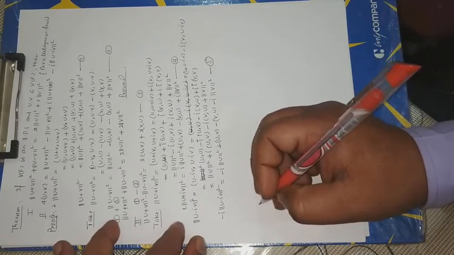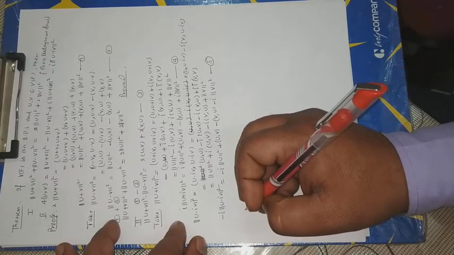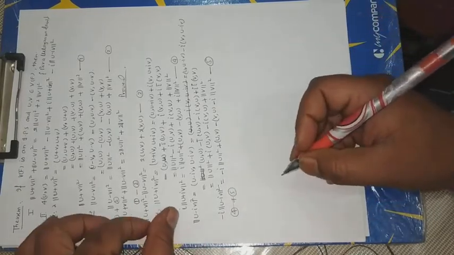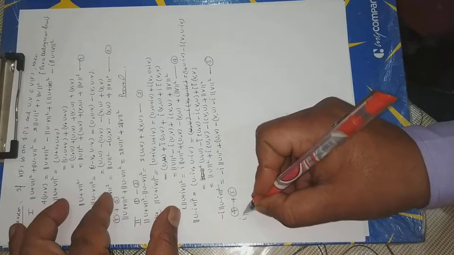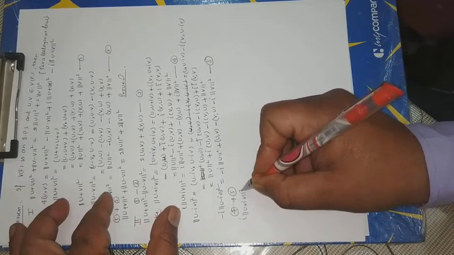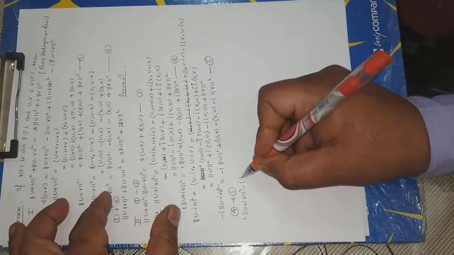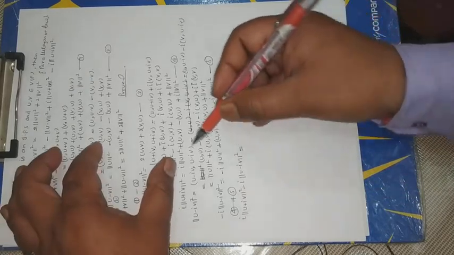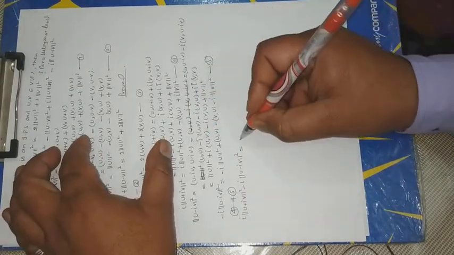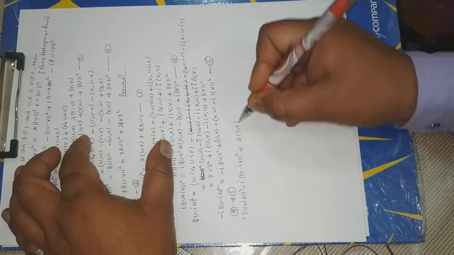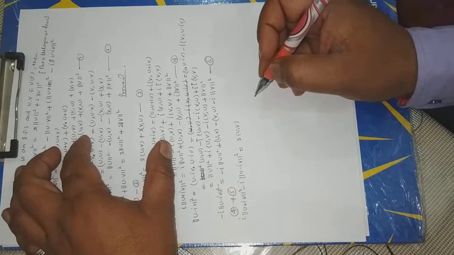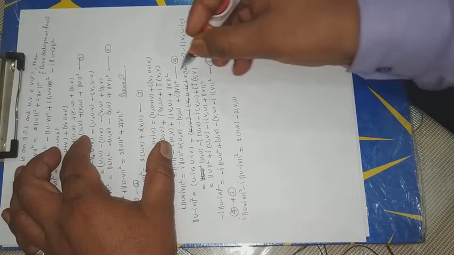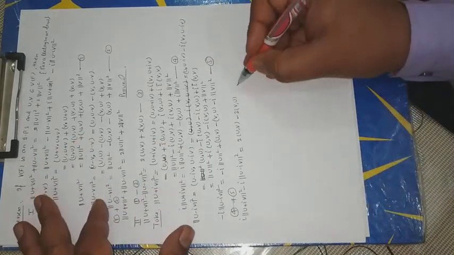Now we add equation number 4 with equation number 5, that is norm of U plus iV whole square minus norm of U minus iV whole square. This is equal to: first term is cancelled, second term is twice 2UV, third term is minus 2VU, last term is cancelled. This is equation number 6.